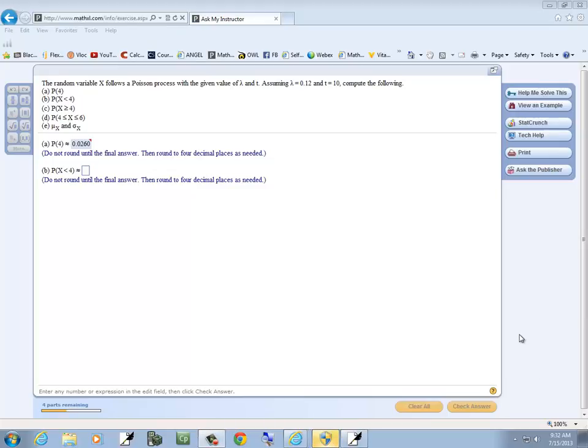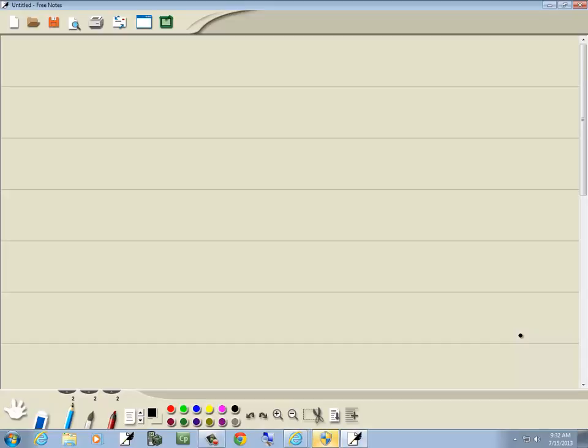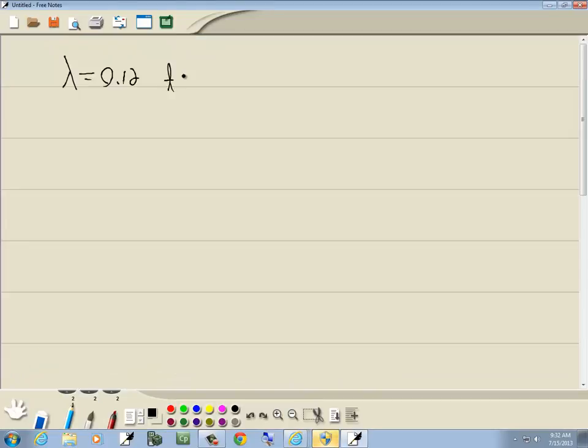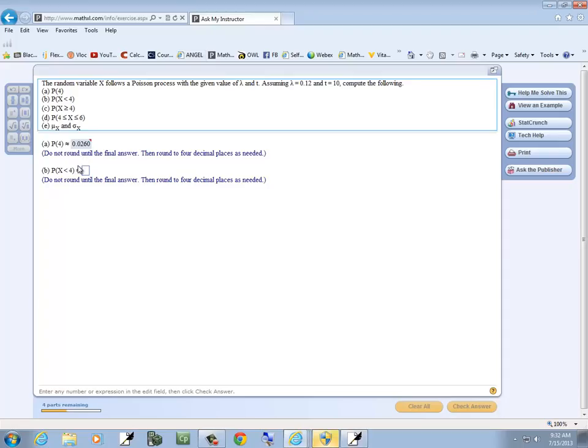In this problem, the first thing we notice is lambda is equal to 0.12, and our t is equal to 10. So to find our mean, we multiply the two together: lambda t. So we'll have 0.12 times 10, which I hate decimals, but I think that's 1.2. So that's our mean.